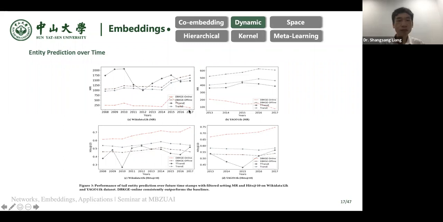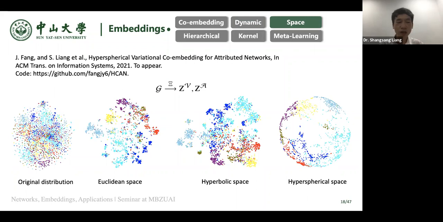I have a paper just accepted by the ACM Transactions on Information Systems journal. This work was done by one of my PhD students. Our goal here is to select a very suitable space to embed the nodes and attributes.